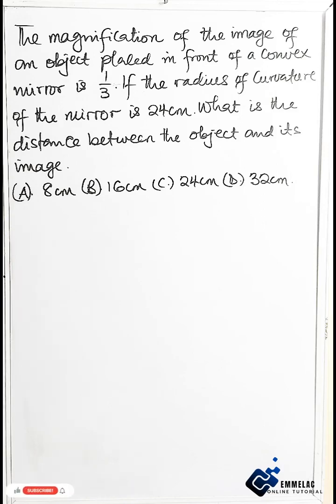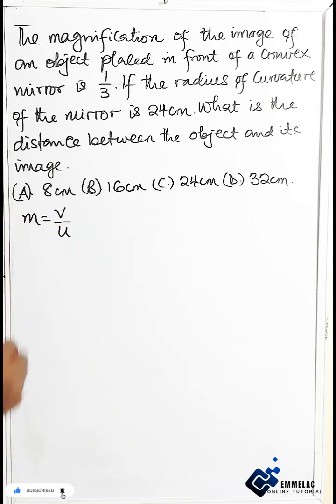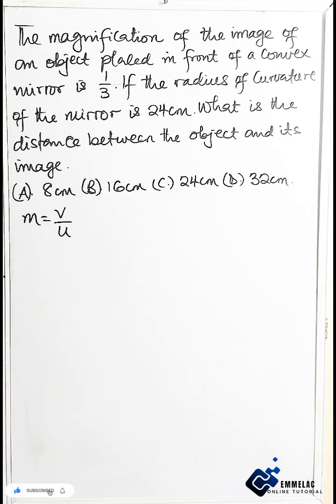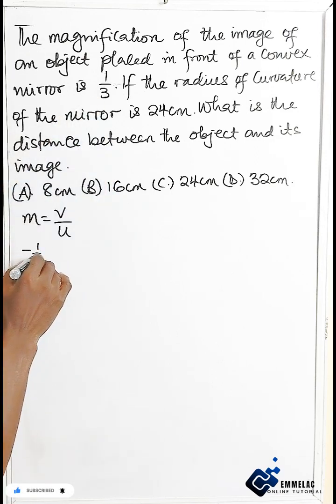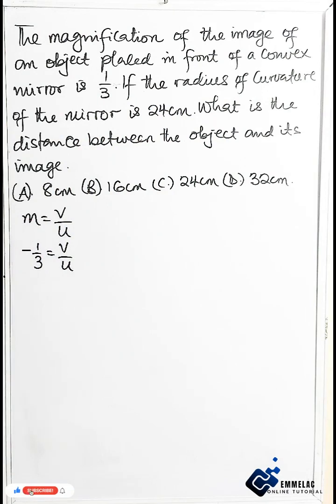Now let us recall our formula that magnification equals V all over U, where V is the image height or image distance all over object height or distance. Now we are told that the magnification is 1 over 3, it implies that this will now be negative 1 over 3. And the reason is for a convex mirror, the magnification is negative, because the image is always what? Negative.